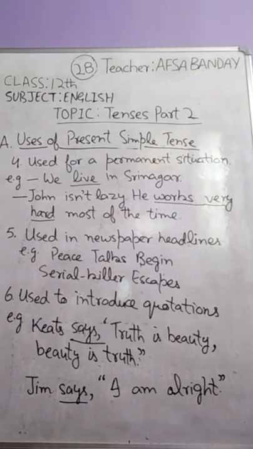Number five, present simple is used in newspaper headlines. For example, peace talks begin. So with talks, we have used the present simple form. Serial killer escapes. We have used this escapes. We have used the present simple form.